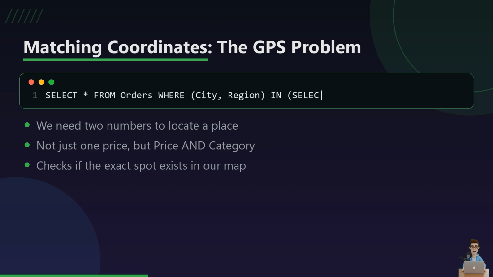Imagine trying to find a store using only its zip code. You get many matches. Now try finding it by zip and street name. That's a row subquery. We check if that exact pair of numbers exists in our map before showing the order.